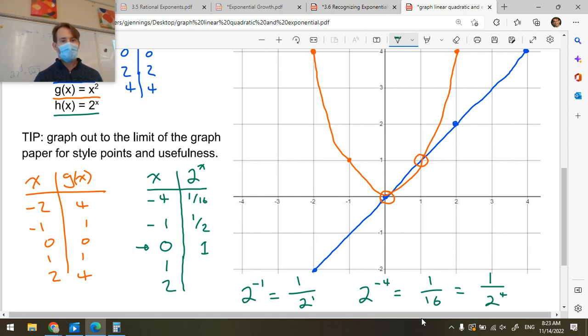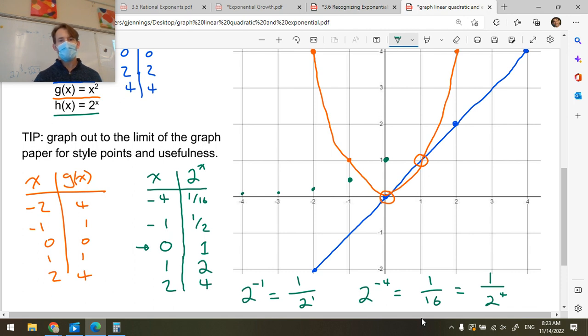2 to the 1, it's just 2. How about 2 to the 2? 4. Good. Okay, so let's plot these points. Let's start in the middle. 2 to the 0, well, that was 1. And then 2 to the -1, well, that was 1/2. So 1/2 I would plot there. Notice that's 1/2 the way to 1. 2 to the -2, you can do this in your head. It's 1/4. To the -3, it's 1/8. And to the -4, it's 1/16.